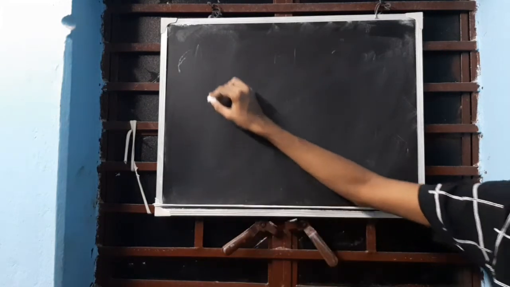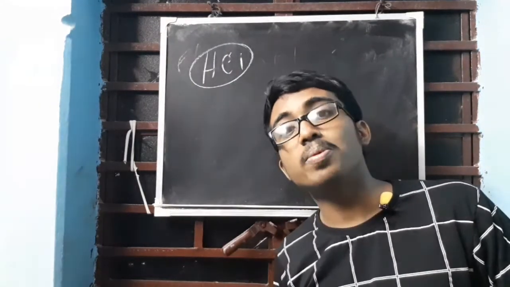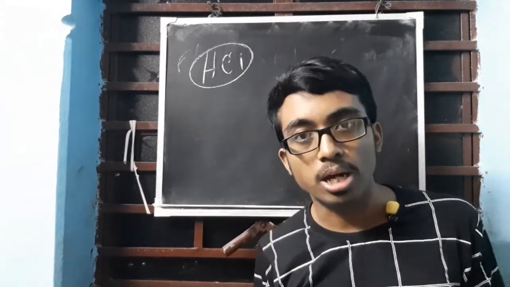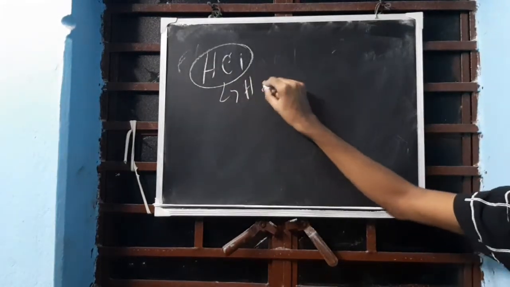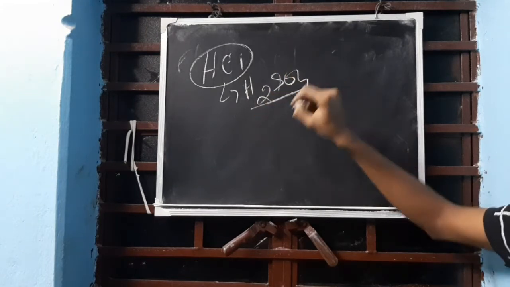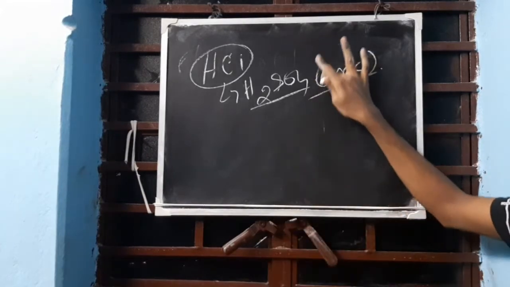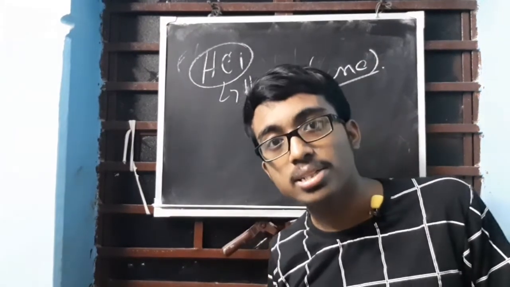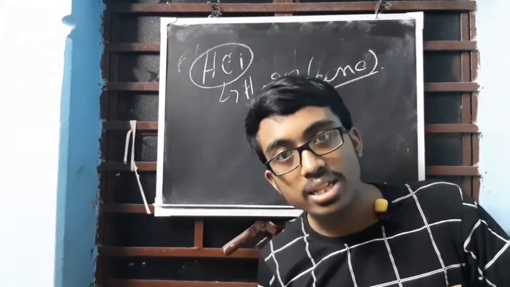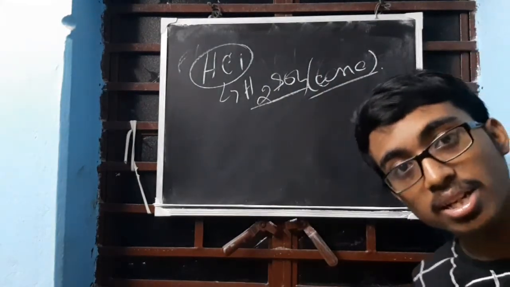Now, this HCl gas has to be dried because HCl is highly soluble in water. So to dry this HCl gas, we use H2SO4. This is not diluted, this is concentrated H2SO4. Concentrated H2SO4 is a drying agent. You have already learned in class 9 that it is used to absorb water. It is a dehydrating agent as well, a drying agent as well as a dehydrating agent.